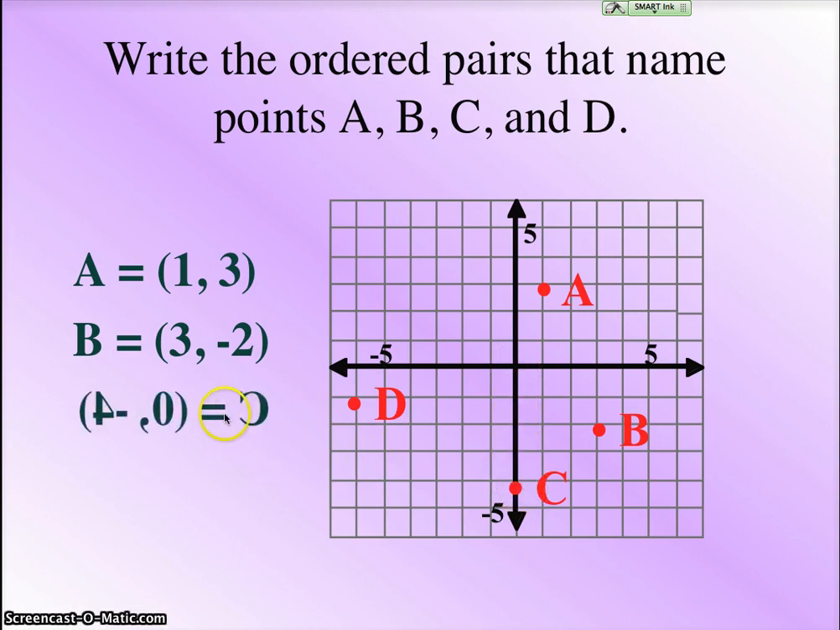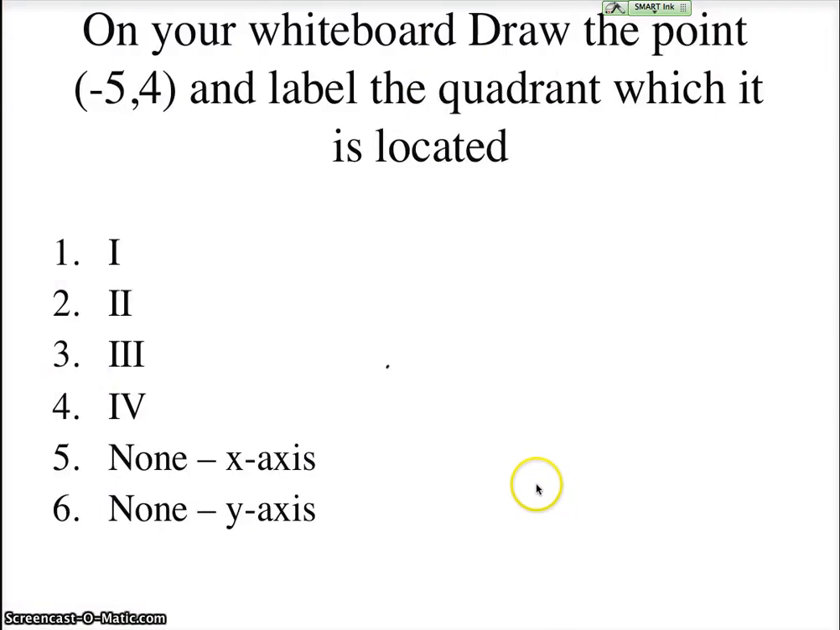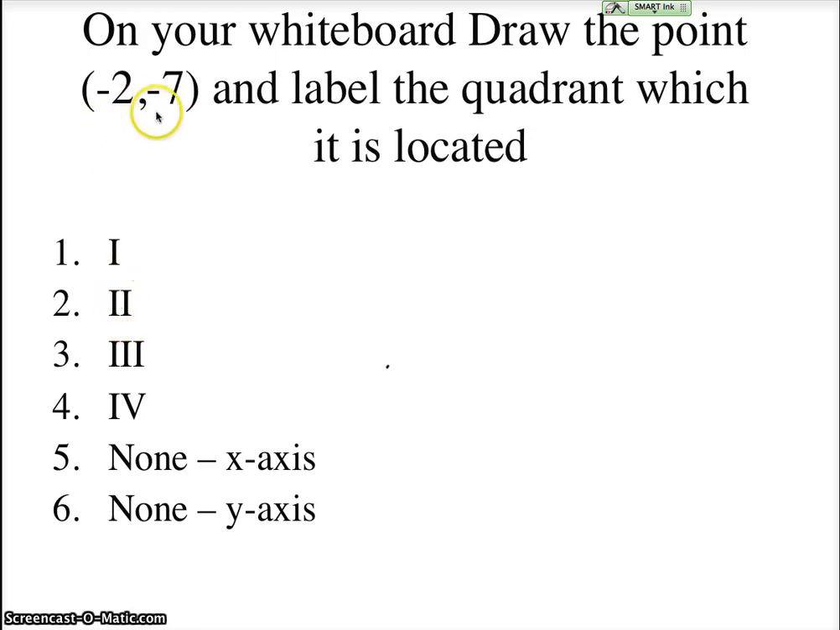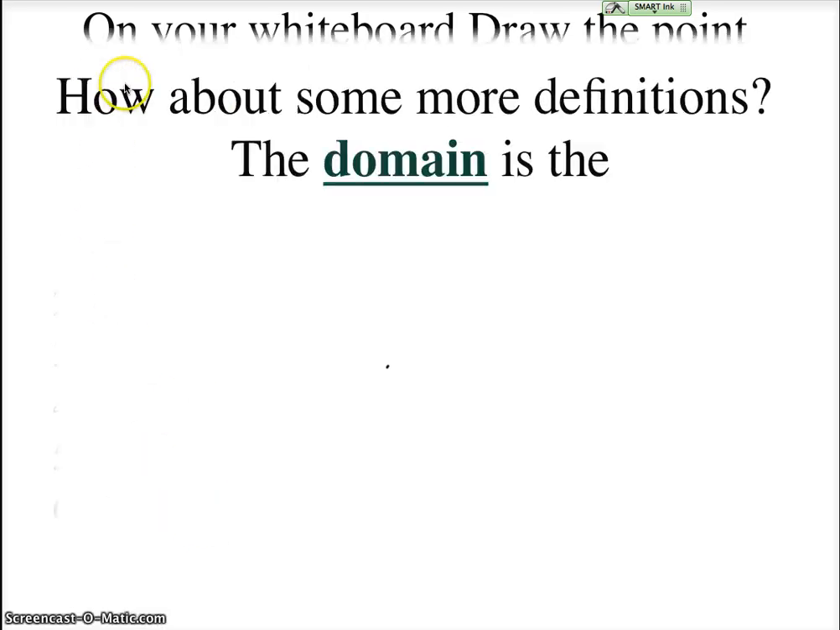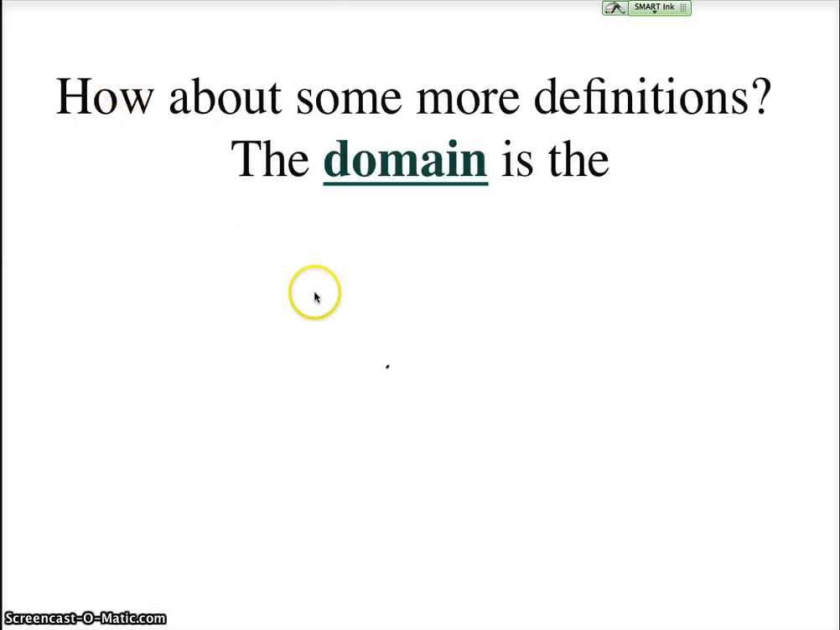Okay? Now, with this number, when they ask you for the quadrant, it's not in quadrant 1, 2, 3, or 4. It's on the y-axis. This is on the y-axis. It is not in any quadrant. Okay, so this one, negative 5, 4, again, negative, positive, that's quadrant 2. Negative, negative, quadrant 3. 0, 3, anything that starts with a 0 is going to be on the y-axis. Anything that ends in 0 is going to be on the x.